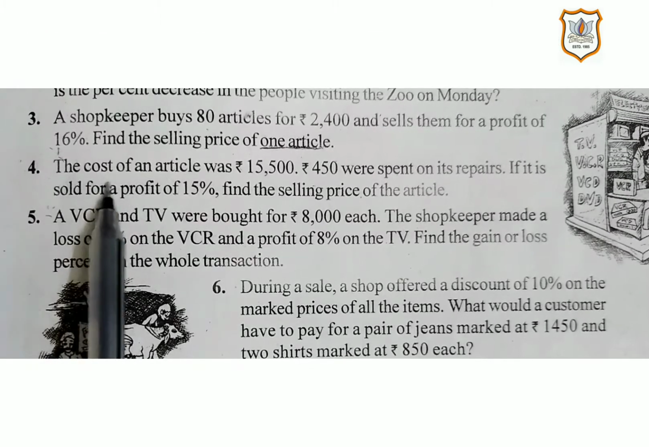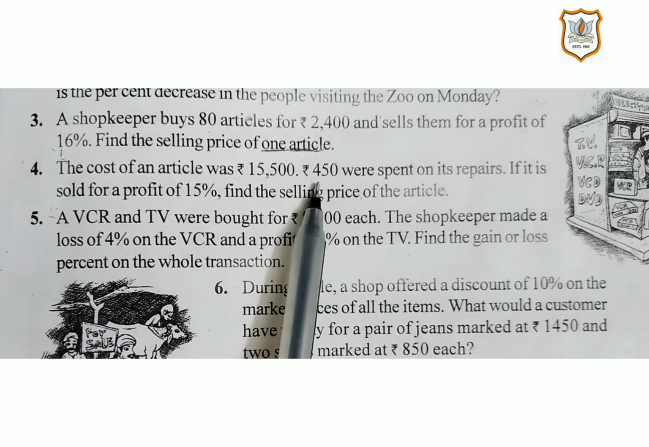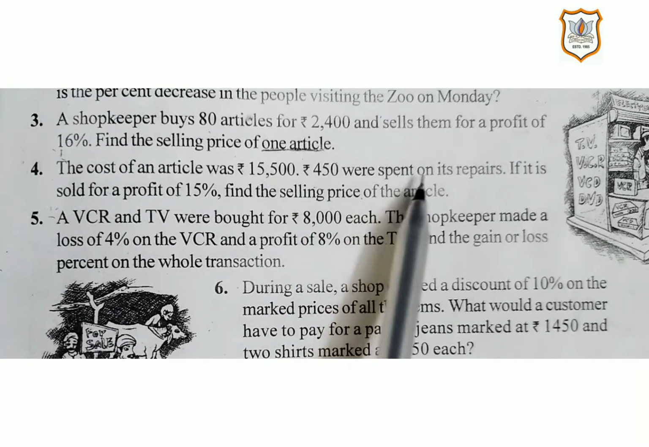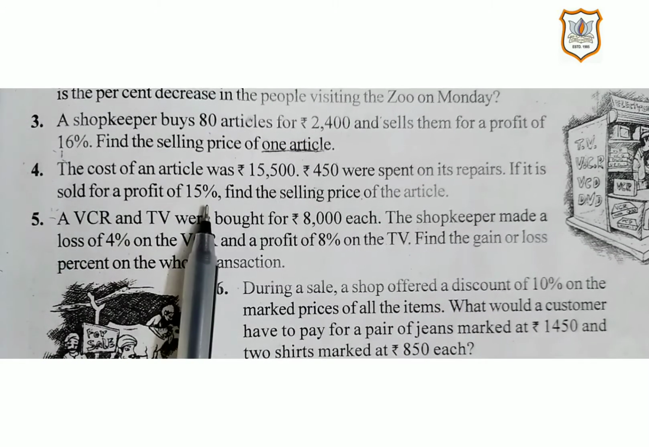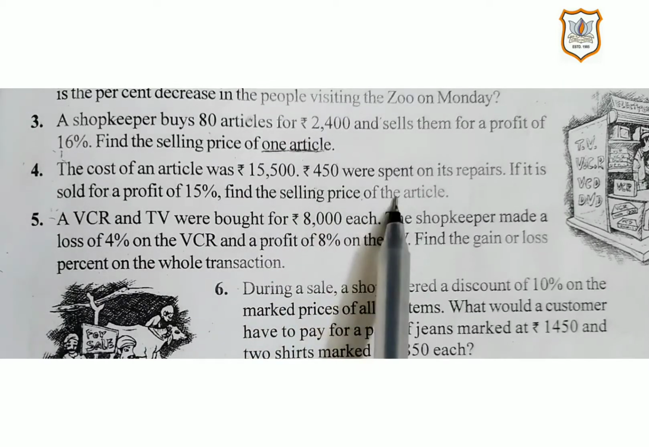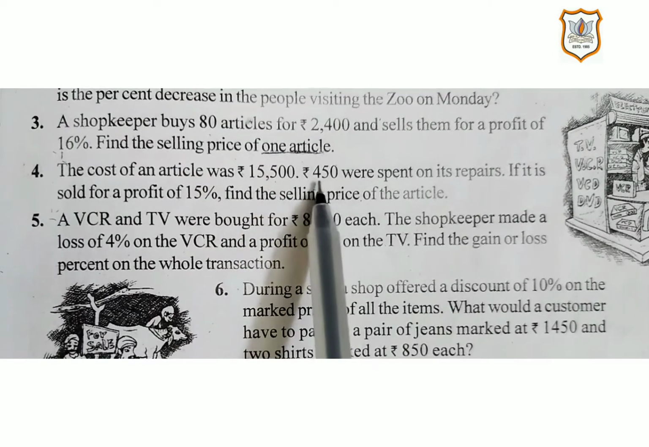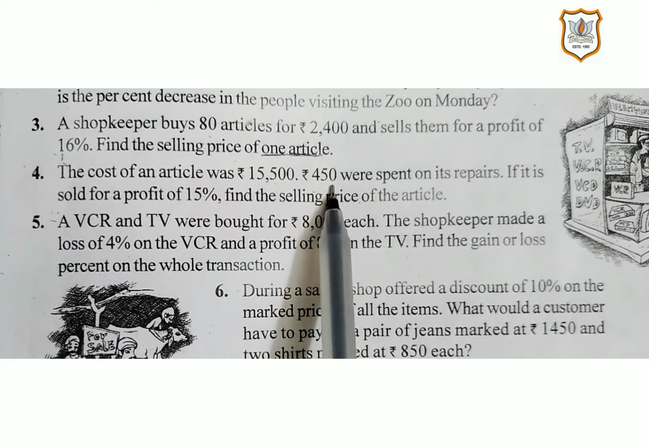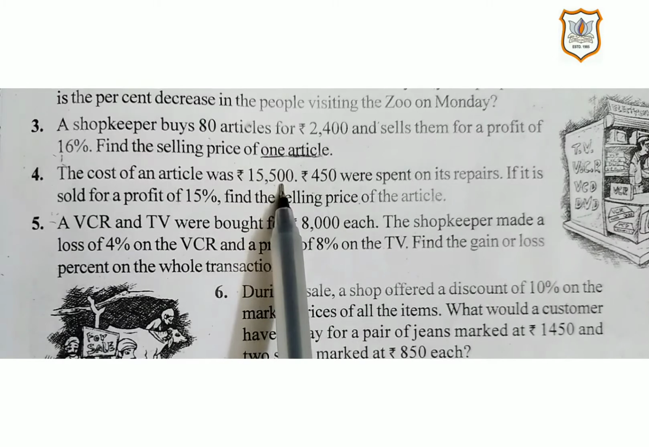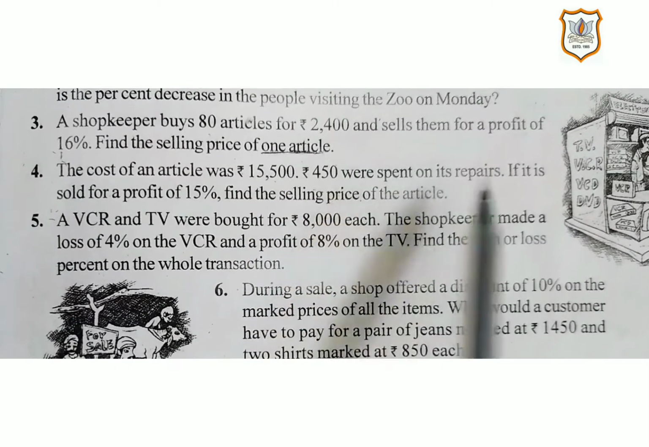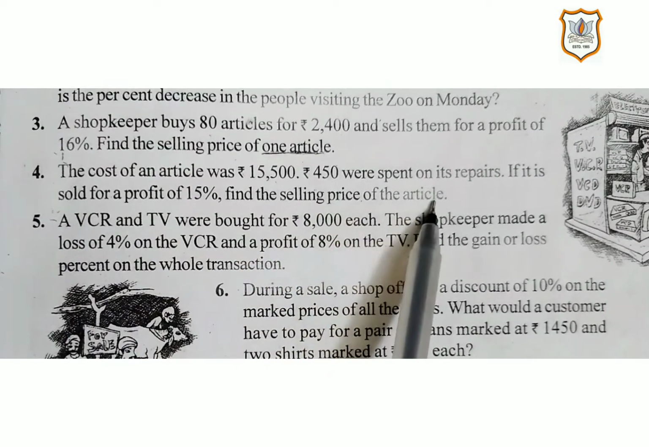Next sum. The cost of an article was rupees 15,500. Rupees 450 were spent on its repairs. If it is sold for a profit of 15%, find the selling price of the article. Students, here 15,500 is CP and rupees 450 is overhead charges. First we will add 15,500 to 450 and profit is 15%. Then we will find the selling price of the article.